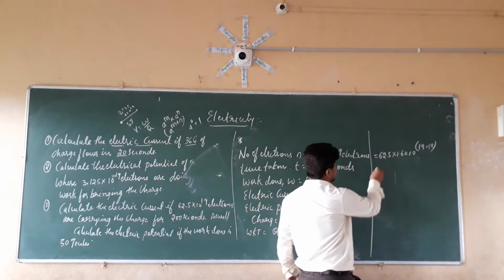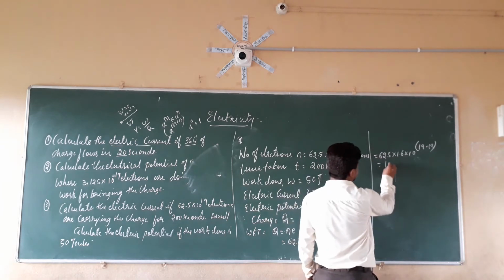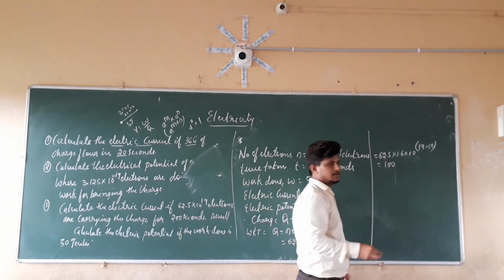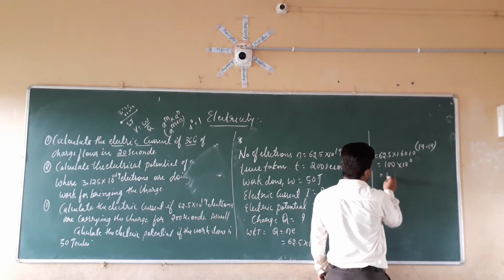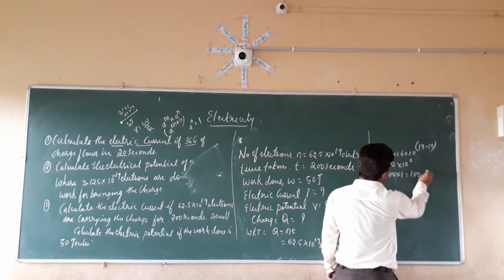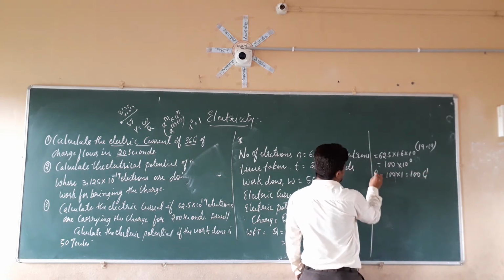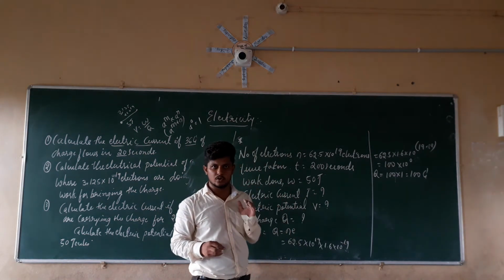So 62.5 into 1.6 is equal to 100. It is equal to 100 into 10 raised to 0. So 10 raised to 0 will become 1. Therefore 100 into 1 is equal to how much? It is equal to 100 coulombs. Therefore Q is equal to 100 coulombs.